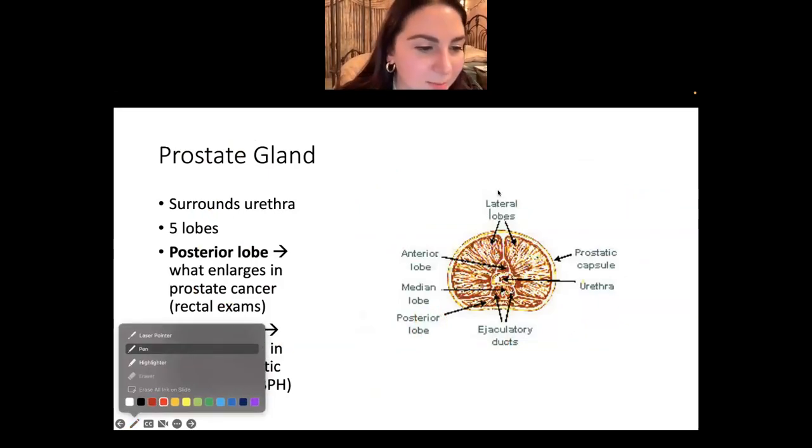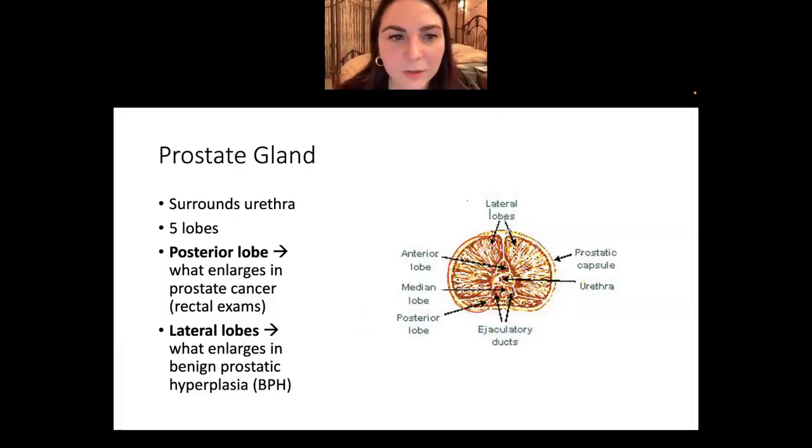Oh, I did put a picture with all the lobes. All right. So you have your two lateral lobes. That's probably what we're seeing in green. And then we have the anterior lobe here, median lobe, and then the posterior lobe all the way down here. So that would be, you can't see it in the image. And then the ejaculatory ducts, which go directly into the prostatic portion of the urethra.